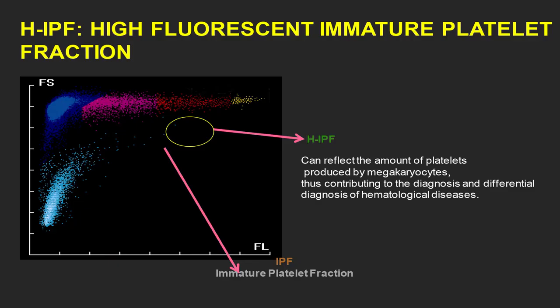So this is an important parameter, high fluorescence IPF. It came with a lot of fanfare. The logic was that probably this zone will be able to differentiate giant platelets from reticulated platelets and will take care of some of the ethnic variations that we are encountering in IPF.